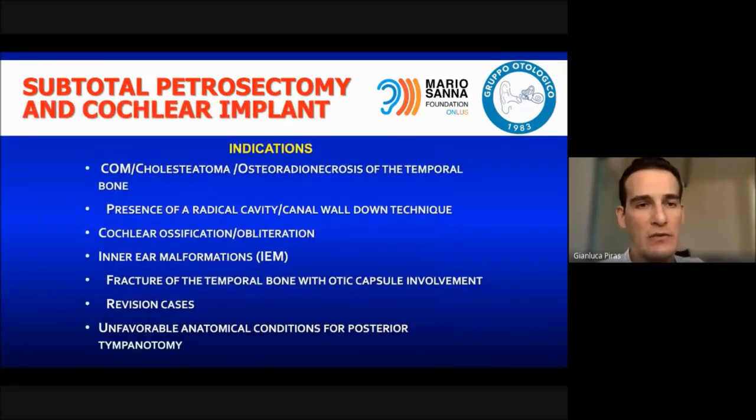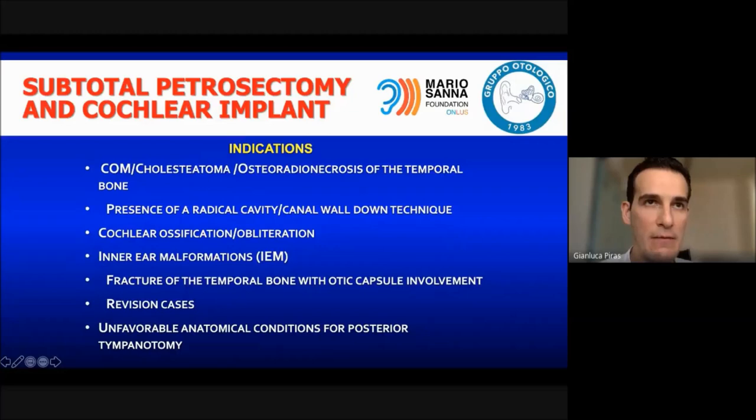Which are the indications of subtotal petrosectomy in cochlear implantation? If you have a cavity with cholesteatoma, chronic otitis media, or osteoradionecrosis of previous canal wall down technique, in case of cochlear ossification, malformation, fracture of the temporal bone, revision cases, unfavorable anatomy, in these cases, it's better to do a subtotal petrosectomy and a simultaneous cochlear implantation.